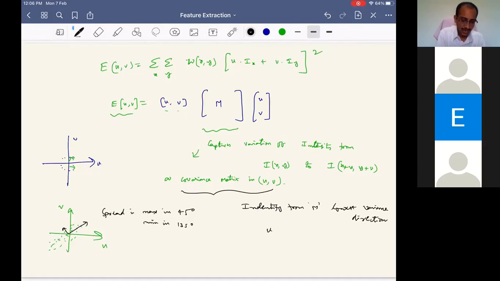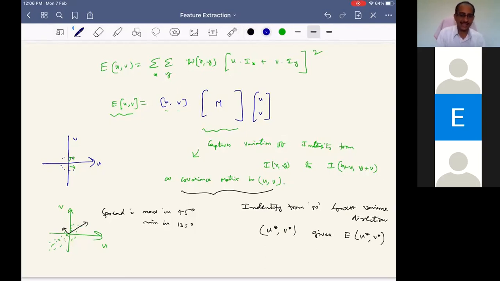That is essentially (u*, v*). And that gives us directly E(u*, v*). Is this clear? Now the question is, how do I identify the lowest variance?